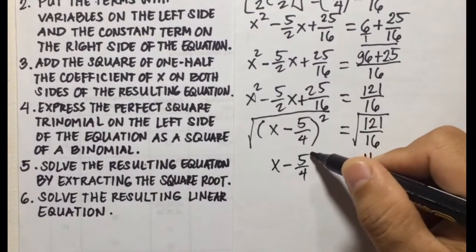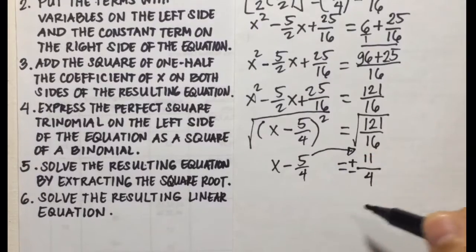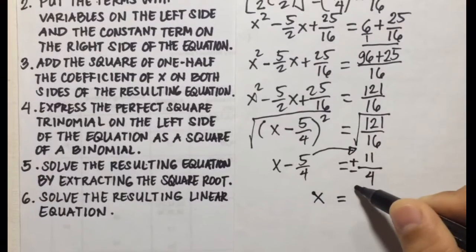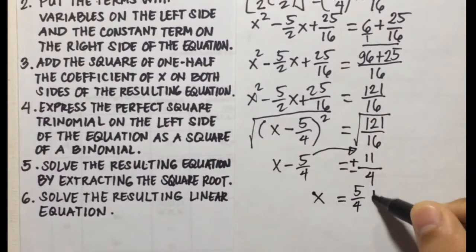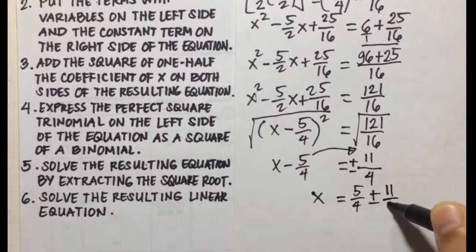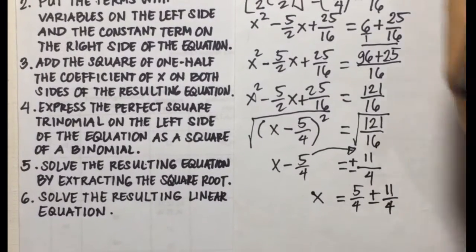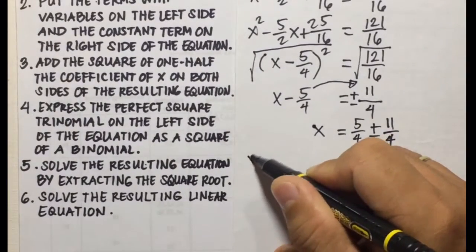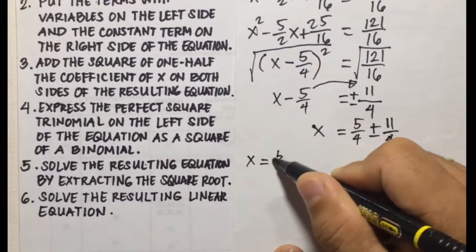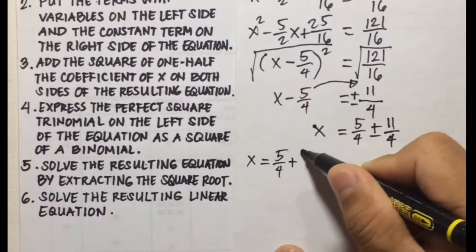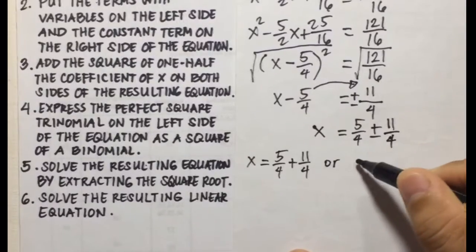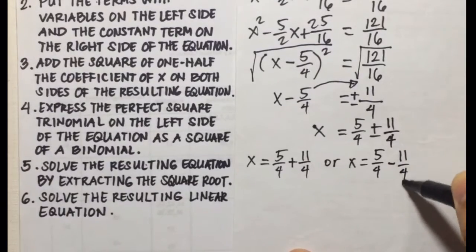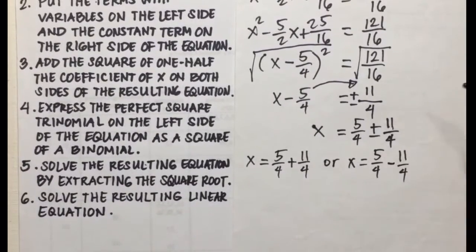Then transpose negative 5 over 4. So this will become 5 over 4. So we're going to have our answer as x equals 5 over 4 plus and minus 11 over 4. Now we're going to solve this one. Now we can find two values of x here. So we're going to have first one as x equals 5 over 4 plus 11 over 4, or x equals 5 over 4 minus 11 over 4. So this is the meaning of plus and minus.